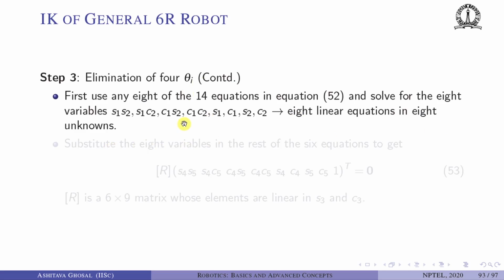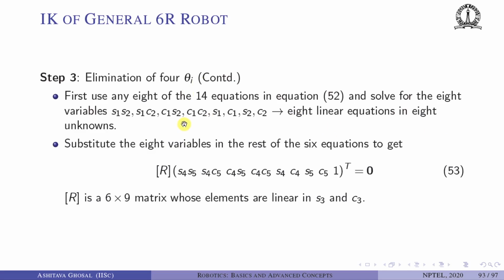Okay, substitute the 8 variables in the rest of the 6 equations to get R, which is now a new matrix with functions of sine theta 4, sine theta 5, S4 C5 and so on, to 1. So R is a 6 by 9 matrix whose elements are linear in sine theta 3 and cosine theta 3. They do not have any square terms in sine theta 3 and cosine theta 3.